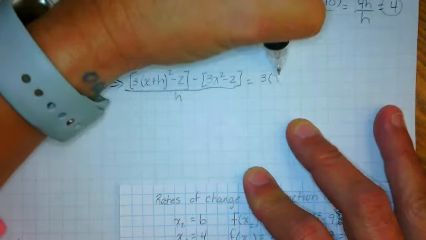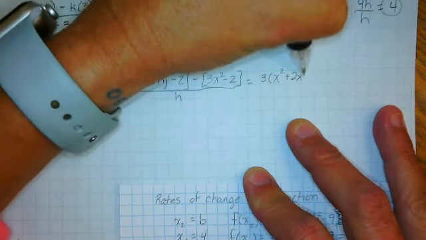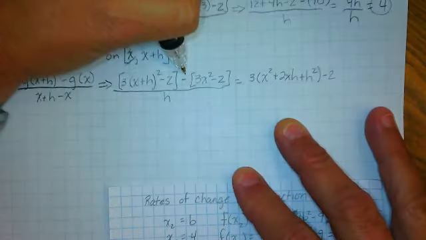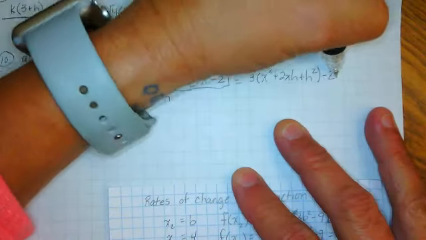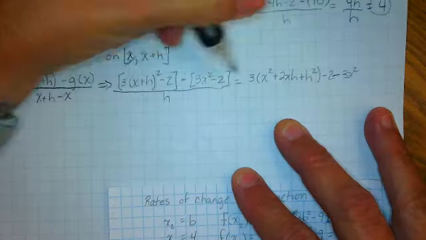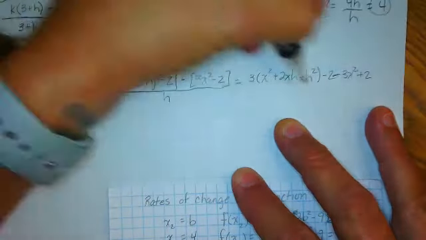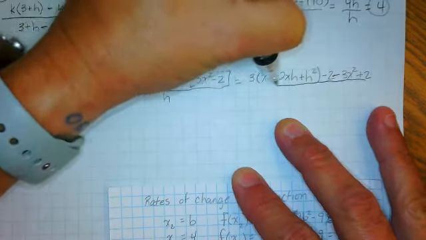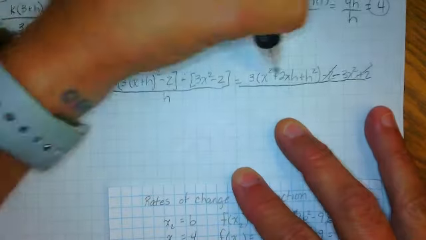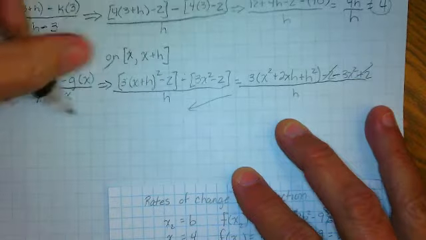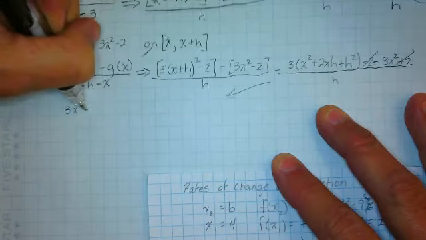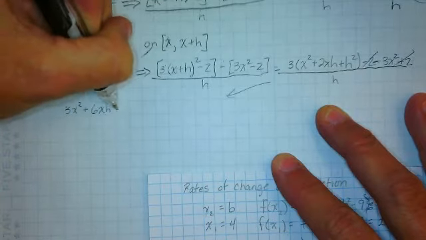So now we have to clean it up. First I'm going to square the binomial, leaving parentheses. I have x squared plus 2xh plus h squared minus 2. And I can also go ahead and distribute this negative sign. So minus 3x squared, negative times negative is plus 2. That got me excited, because do you see the minus 2 plus 2? I can cancel them right there. Over h.